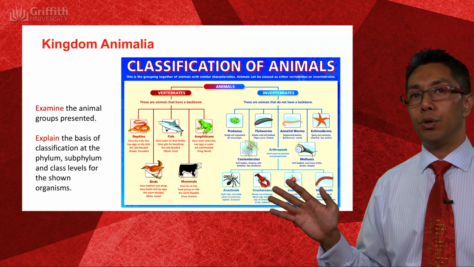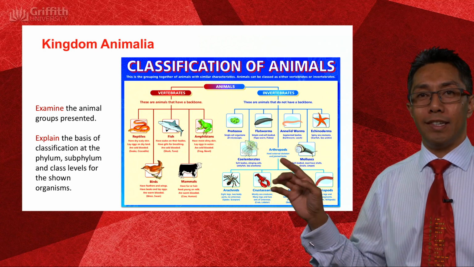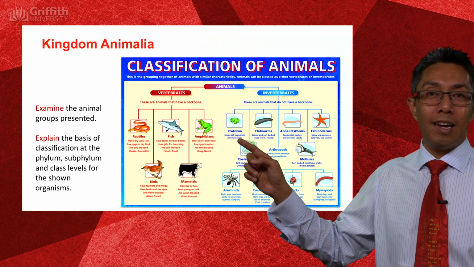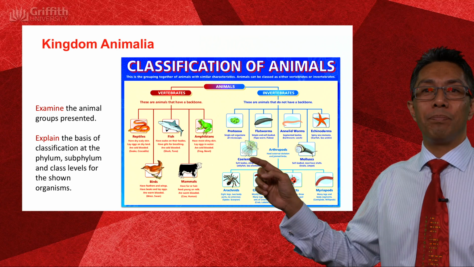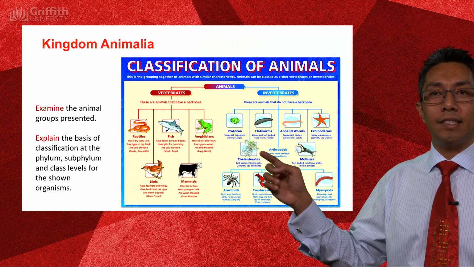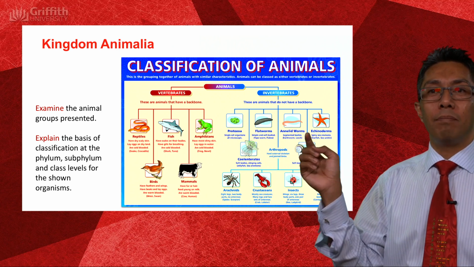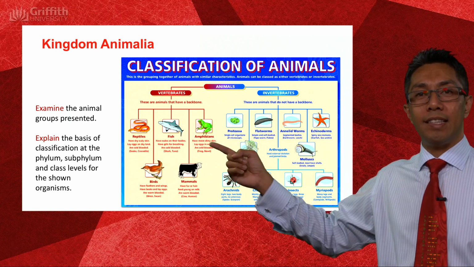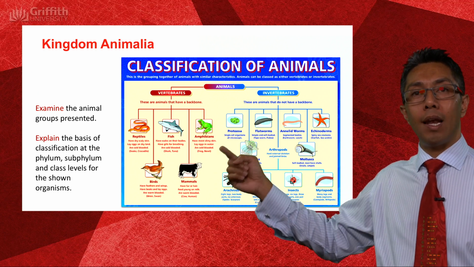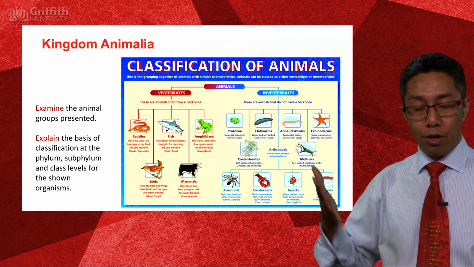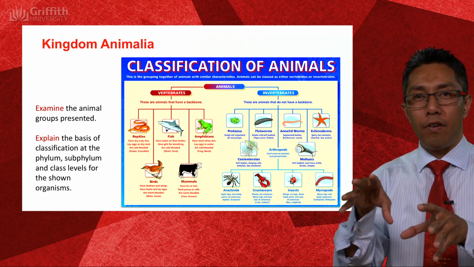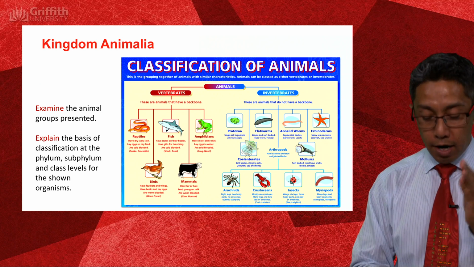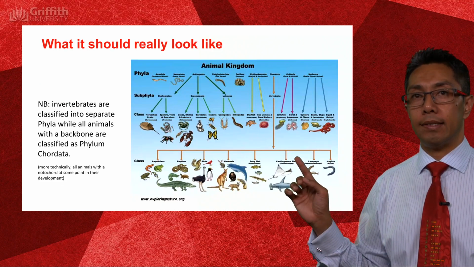Now, just to show you how a little bit off this all is, yeah, protozoans actually belong in another kingdom. These guys, coelenterids, flatworms, annelids, the echinoderms and mollusks, they are all phyla, whereas this group over here, these are all classes of chordata. So this is kind of a simplified version of how animals are classified. The reality is this, yeah?